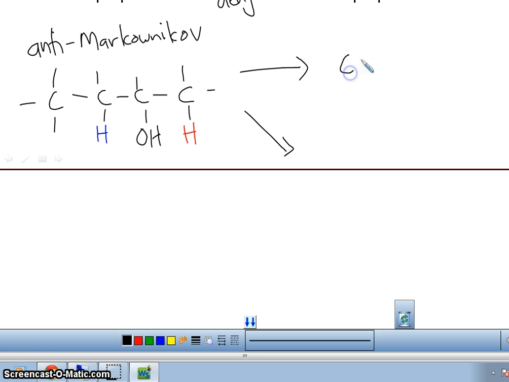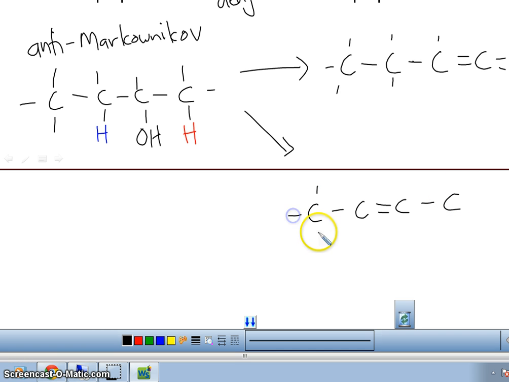I could make CH2=CH-CH2-CH3, or I could make CH3-CH=CH-CH3. Yep, that's right. Cool. I can make but-1-ene or but-2-ene, depending on whether I take this one to make but-1-ene, or this one to make but-2-ene.